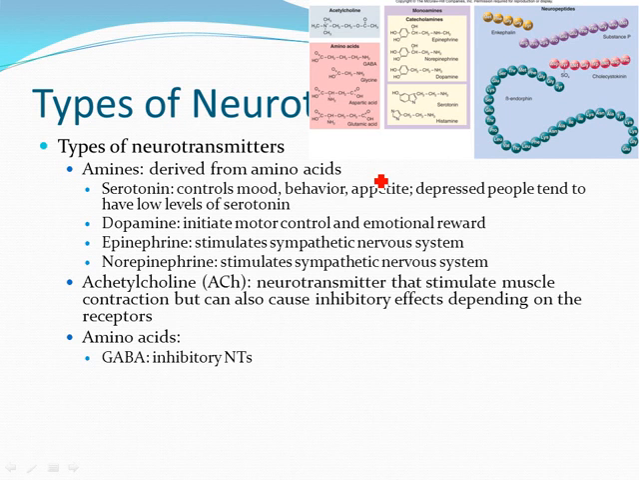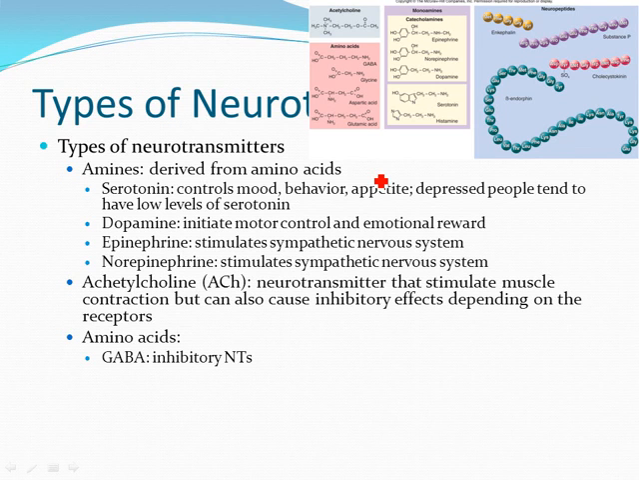There's amino acids. GABA is an inhibitory neurotransmitter. So that's going to cause our membrane potential to become more negative. How would you become more negative? What are some ways?